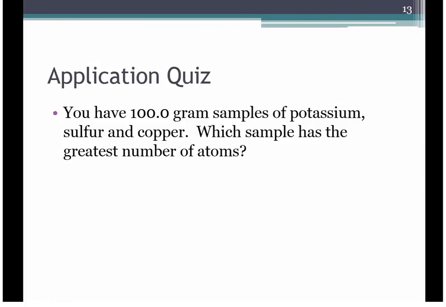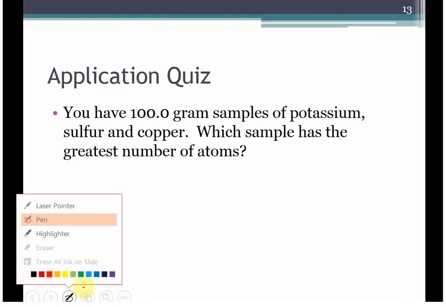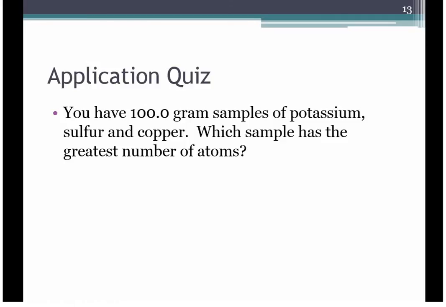You have 100 gram samples of potassium, sulfur, and copper. Which sample has the largest number of atoms? I would really like you to pause and try to do this on your own, and then come back when you're ready to go through it. Because I am going to assume that you've done that, I'm going to go ahead and make our plan. So here we have grams. We're given grams of everything. And notice potassium, sulfur, and copper, these are not our diatomics. And because of that, they're all atoms, okay?